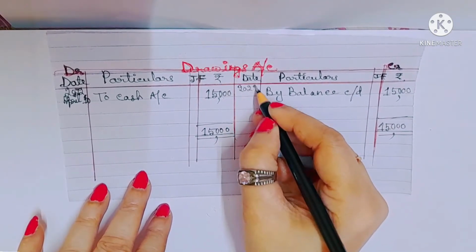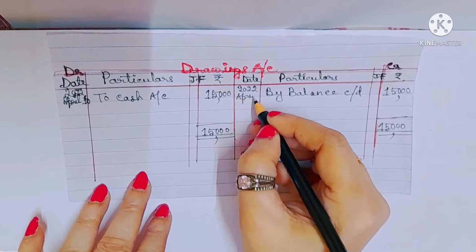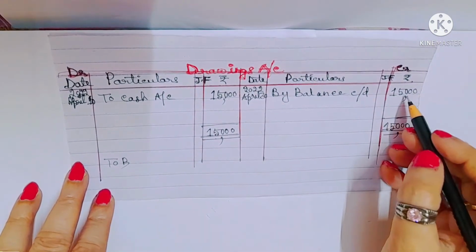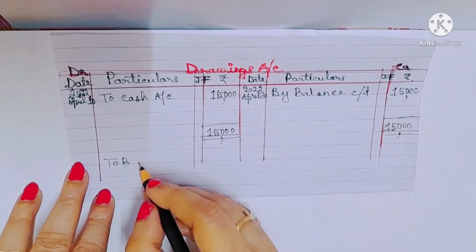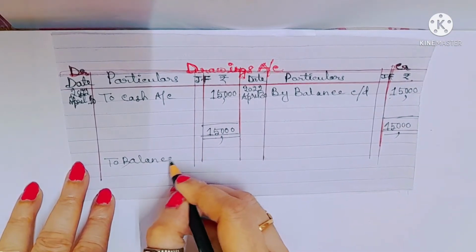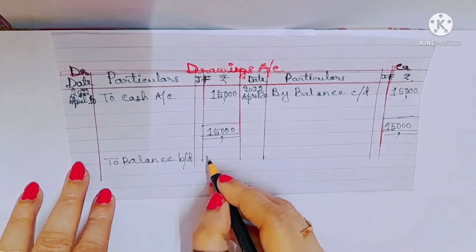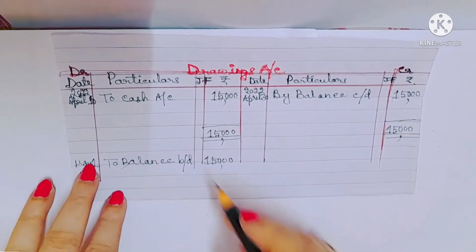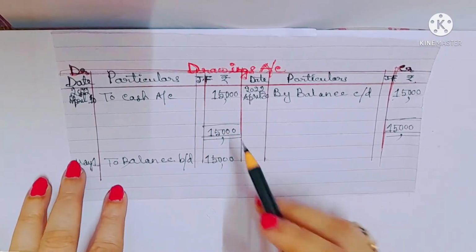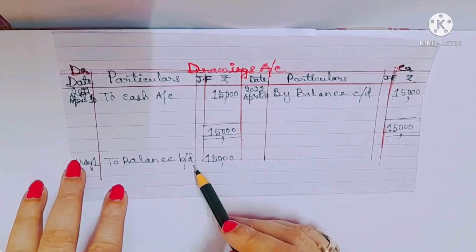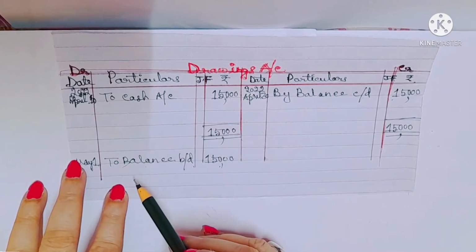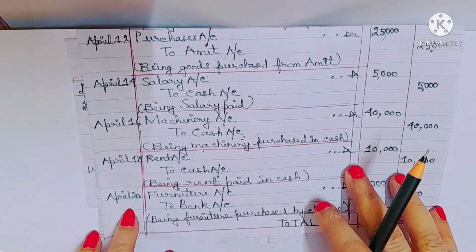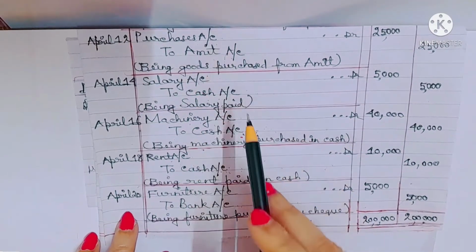2022 April 30 আমাকে আবার অপোজিট সাইডে লিখতে হবে এটা ক্রেডিট সাইডে শর্টফল হয়েছে সো অপোজিট সাইডে টু ব্যালেন্স বিডি 15,000 May 1st. So this is a debit balance. How did I know this is a debit balance? Because to balance BD falls under debit side. Okay, so this is a debit balance. What is the next transaction? See, purchases account we have done.